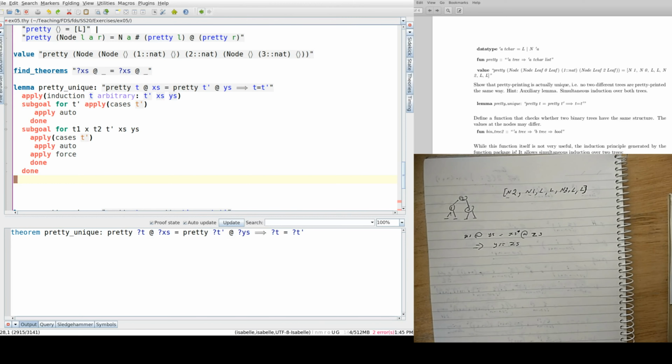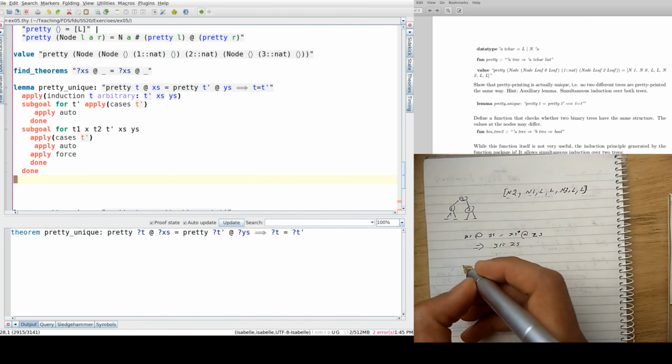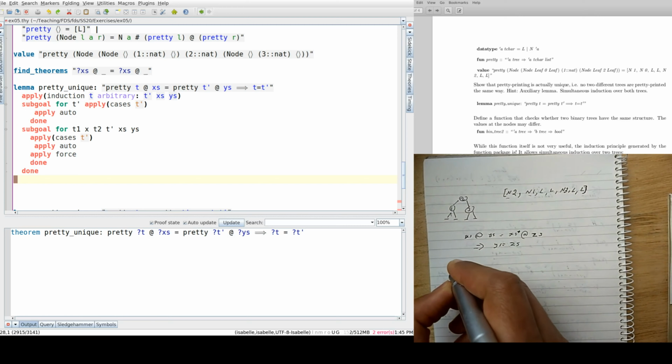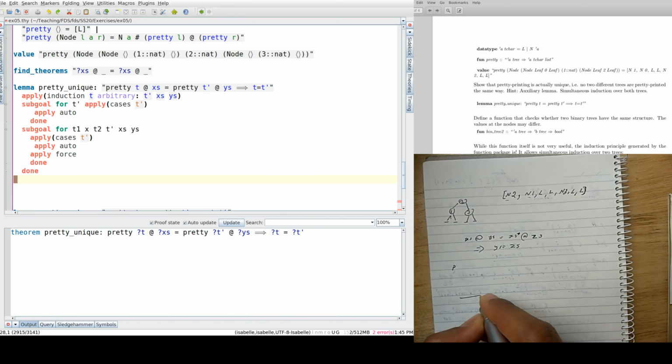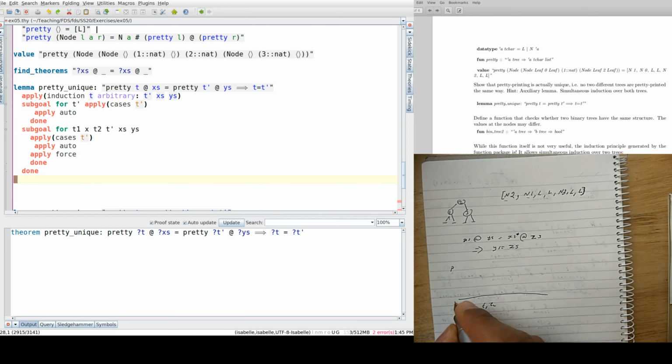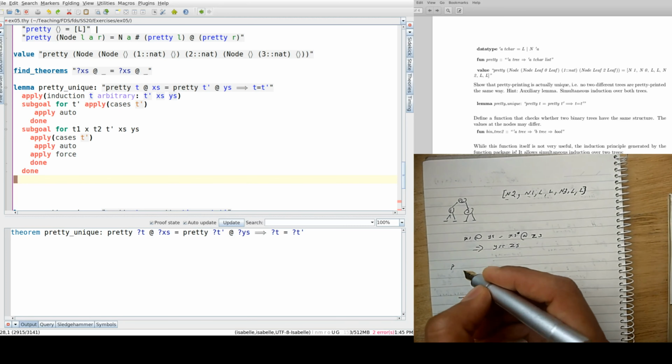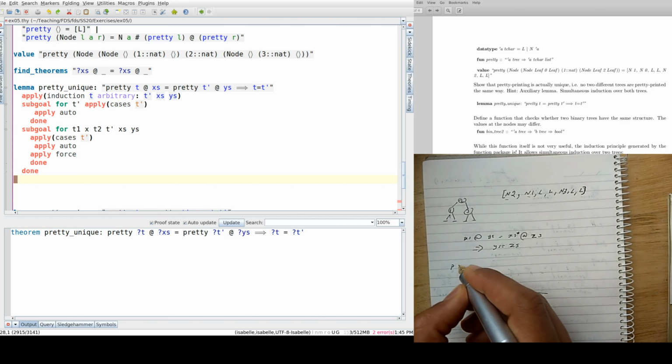So you have an induction hypothesis that looks like this. So you want to prove some predicate on T1 and T2, any T1 and T2. Okay, so in order for you to prove that predicate, you need to prove the predicate for the case when both are empty.